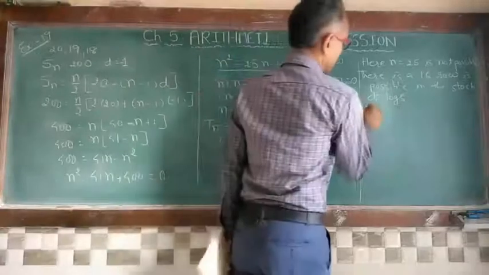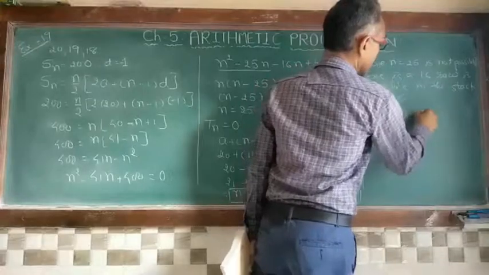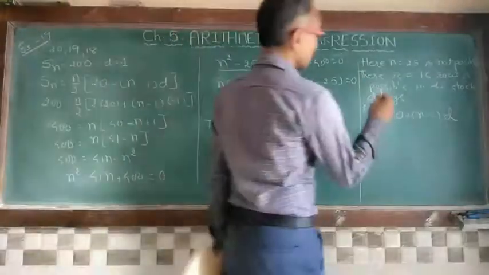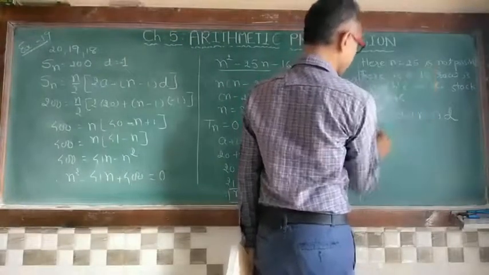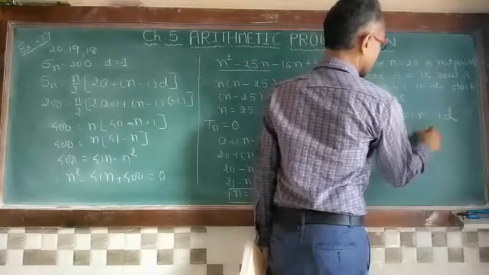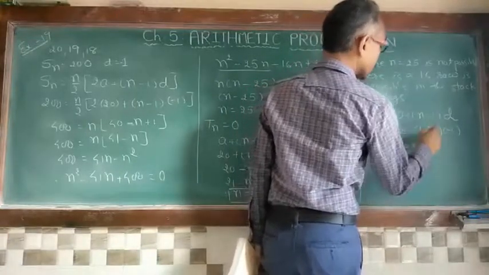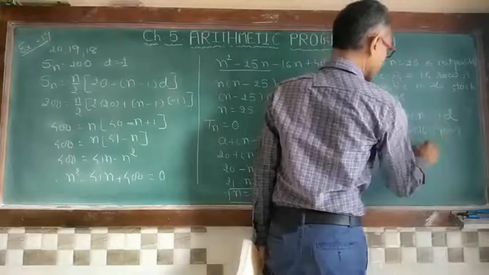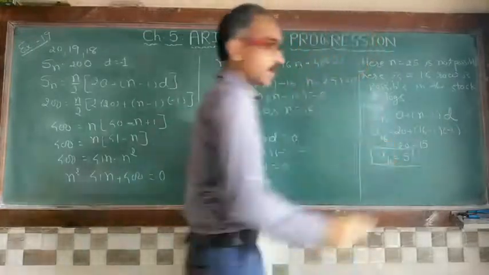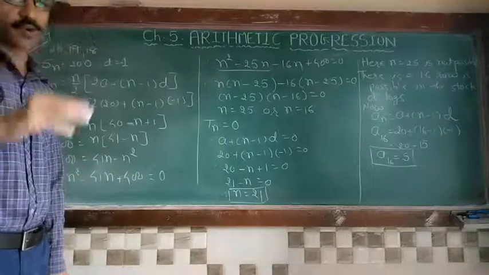So now an is equal to a plus n minus 1 into d. Here n is given to you as 16, that means a16. So your first term a is 20 plus here 16 minus 1, and d is your minus 1. So 20 plus 15 into minus 1, that is minus 15. So that is 5. So a16 is your 5. That means there are 5 logs in your topmost row.